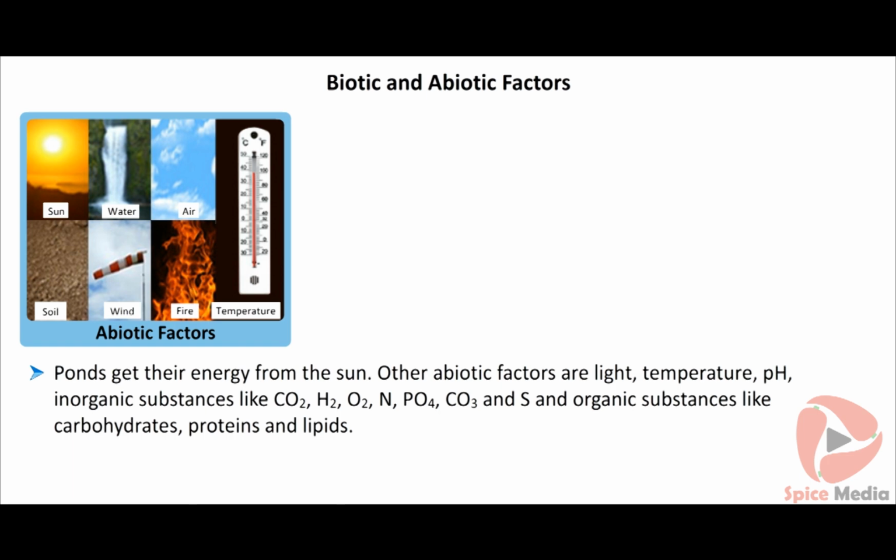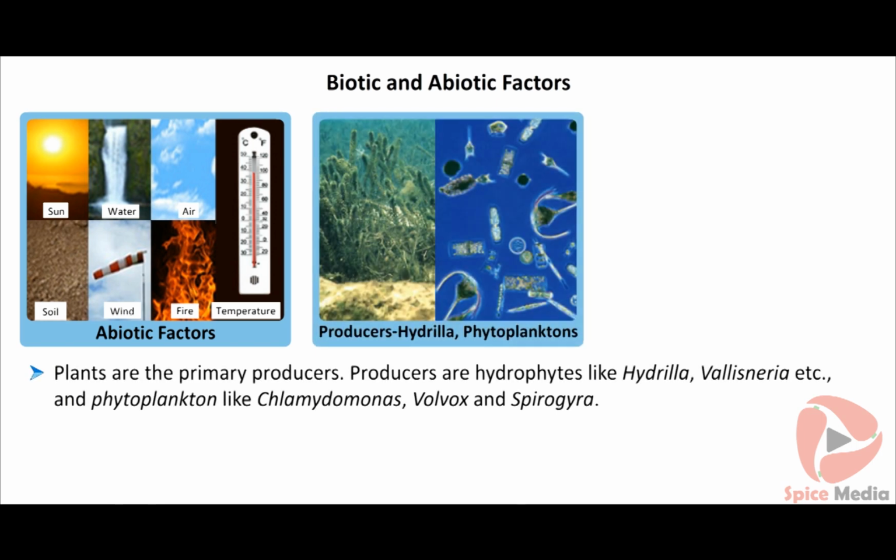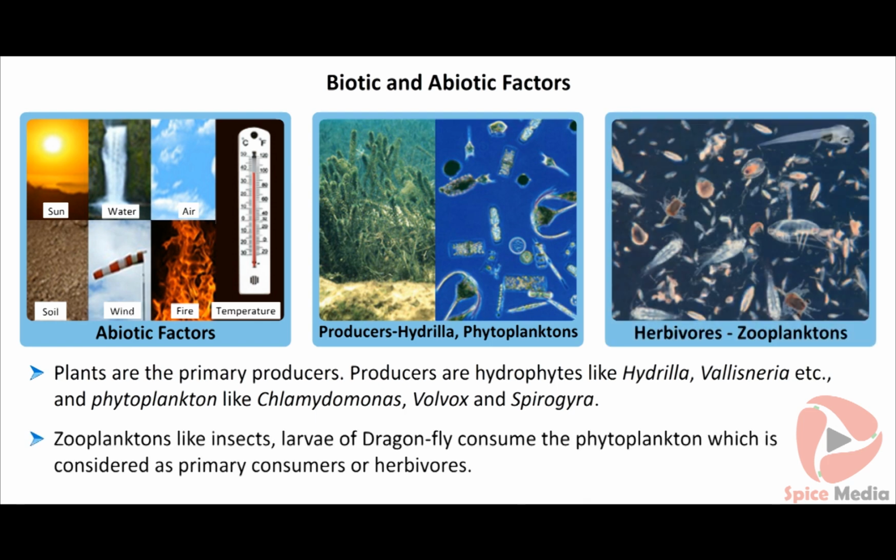Other abiotic factors which control the pond ecosystem are light, temperature, pH, inorganic substances like CO2, H2, O2, N, PO4, CO3 and S, and organic substances like carbohydrates, proteins and lipids. A biotic factor includes producers, consumers and decomposers. Plants are the primary producers. Producers are hydrophytes like Hydrilla, Vallisneria, etc. and phytoplankton like Chlamydomonas, Volvox and Spirogyra.